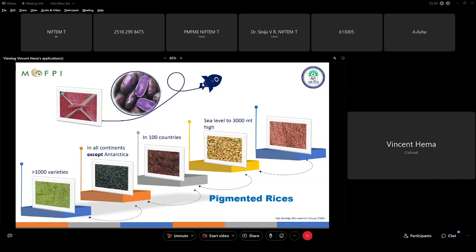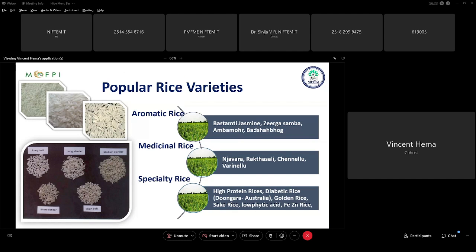More than 1,000 varieties of rice are cultivated in around 100 countries. Wherever the sea level altitude is up to 3,000 meters high, we cultivate different varieties of rice. Except Antarctica, on all the continents we have multiple varieties of rice, pigmented rice, and popular varieties such as aromatic rice, medicinal rice, and specialty rice. Among the popular rices, we have versatile varieties: basmati, jasmine, jeera, ampampur, and medicinal rices such as navara and Raktashali. We also have bold, fine, short and long varieties, and waxy and non-waxy varieties.